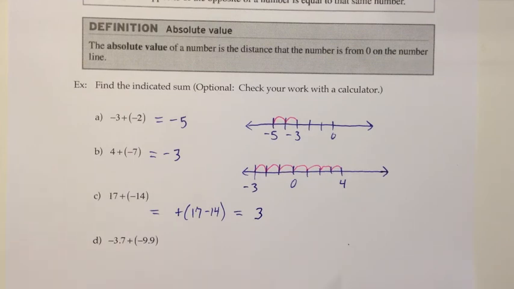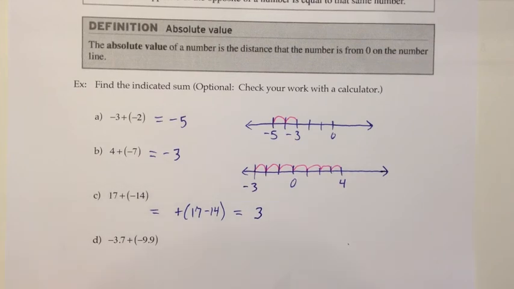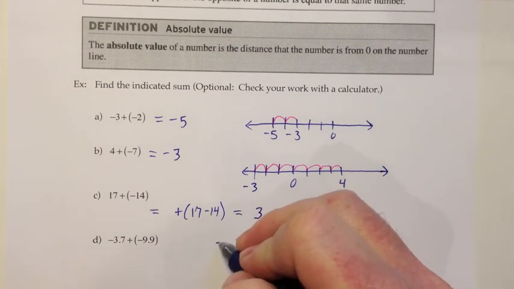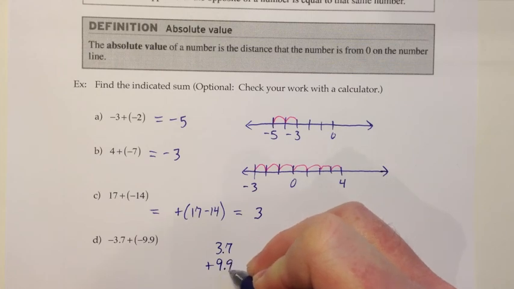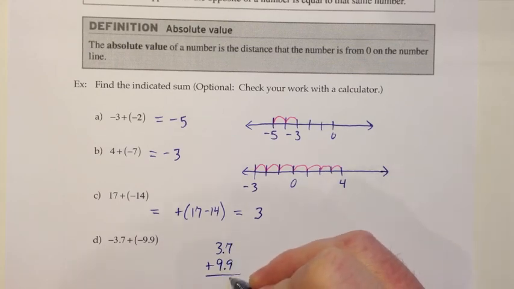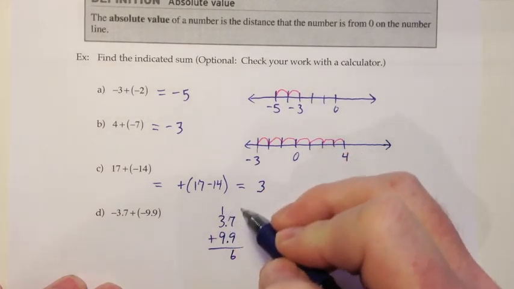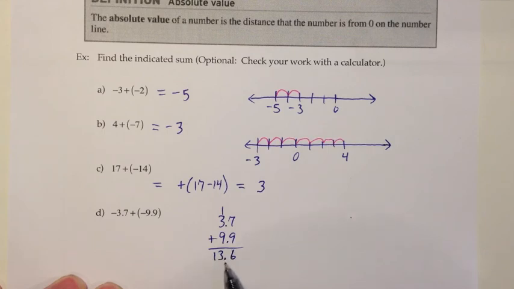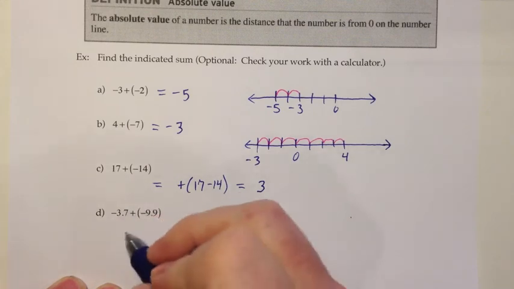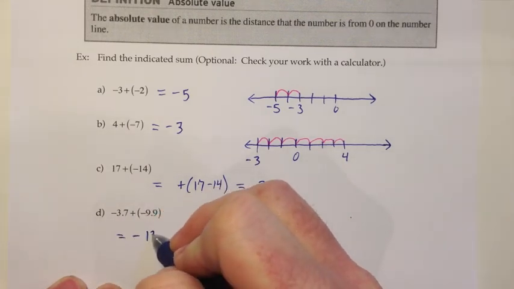And then finally, negative 3.7 plus negative 9.9. I wouldn't do this on the number line, but I would think about it on the number line. This is starting on the left and then moving more to the left. Both movements are to the left. So I add a movement of 3.7, and then I'm adding another movement of 9.9. Doing the work here, 7 plus 9 is 16. Carry the 1. Looks like we would get 13.6. But that's how far I moved. Now, what direction did I move? I moved to the left both times, so my answer would actually be negative 13.6.